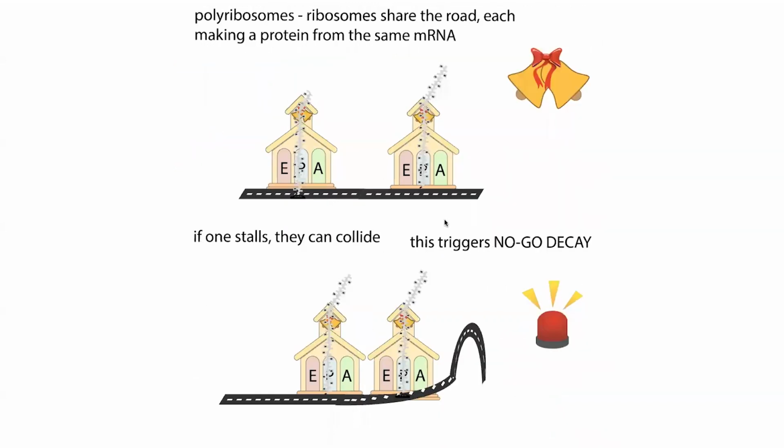So in the case of this ribosome, we have the peptide coming out of the chimney. We have these ribosomes stalling due to some problem in the road, so some problem with the mRNA, say. And this can trigger no-go decay.